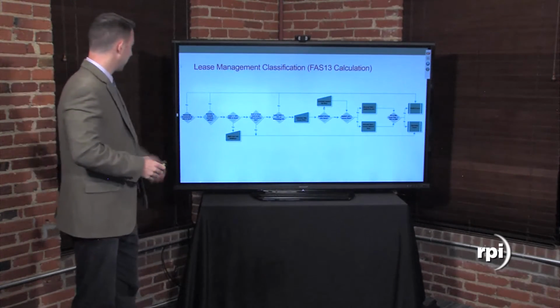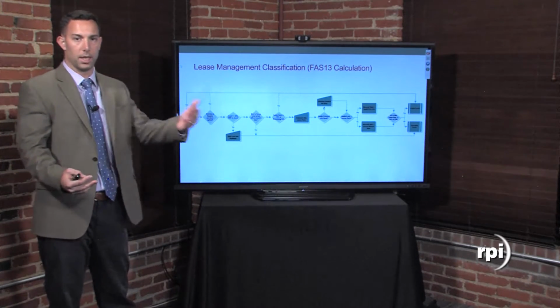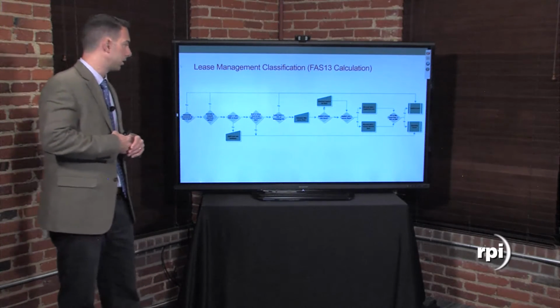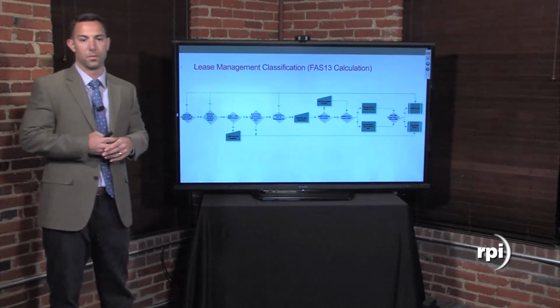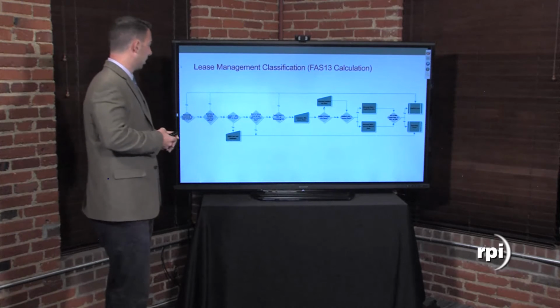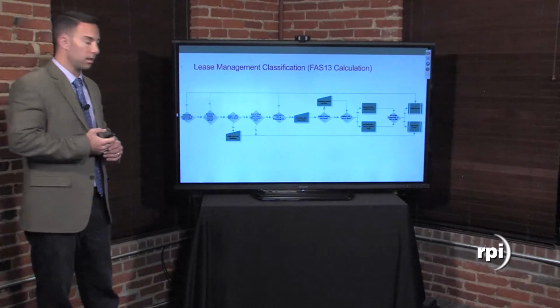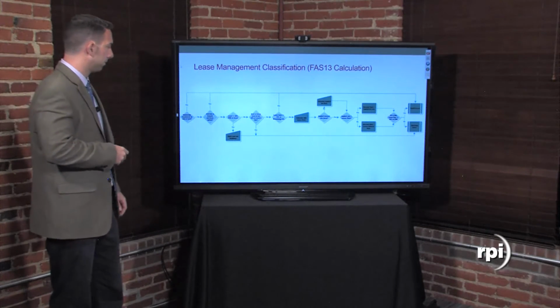So the first thing, it's looking at whether ownership is transferred at the end of the term. If that's happening from the lessor to the lessee, then that automatically classifies the lease as a capital lease. Same thing if there's a bargain purchase option. If there is, then that's going to be a capital lease. If the land is greater than or equal to 20% of the fair market value of the asset, then that's going to drop into an operating lease classification.